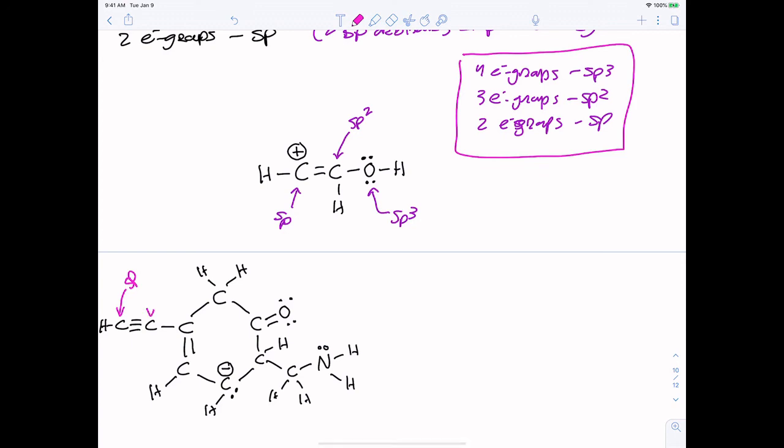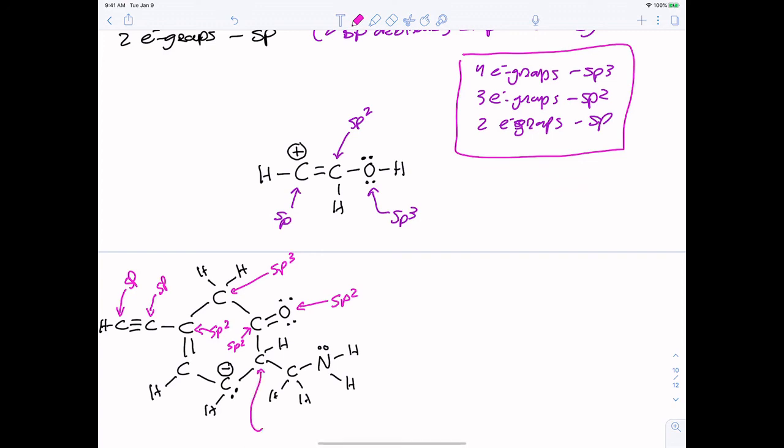So this carbon, sp. This carbon has 3 electron groups, the 2 single bonds and a double bond, so sp2. This one, sp3. Oxygen, it has a double bond and 2 lone pairs, so that's 3 electron groups, so sp2. This is gonna get kind of messy here. This carbon has 2 single bonds and a double bond, so 3 electron groups, so sp2.